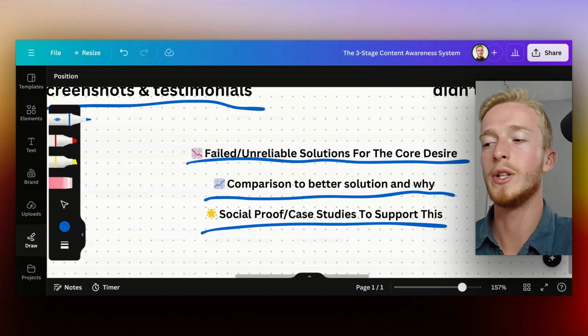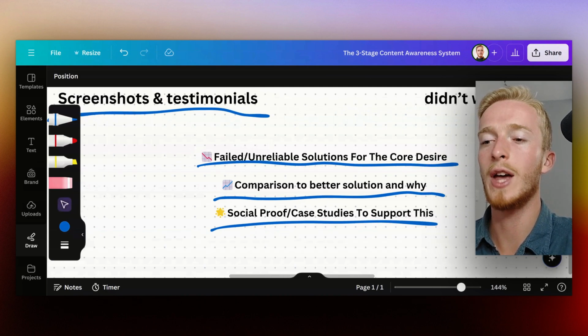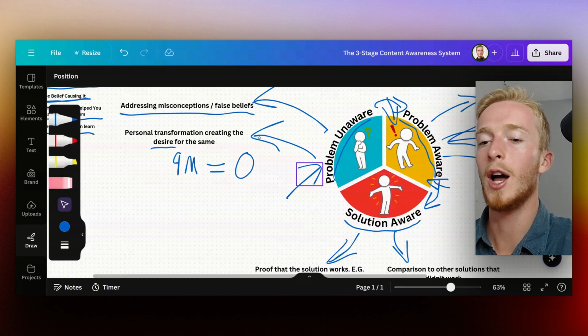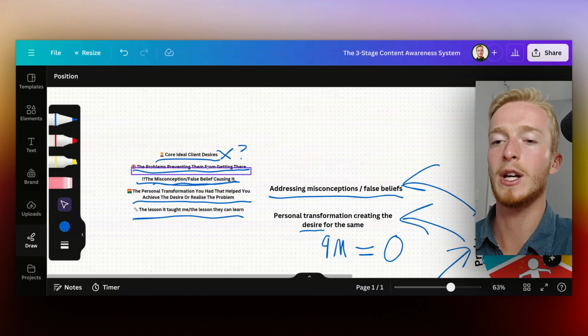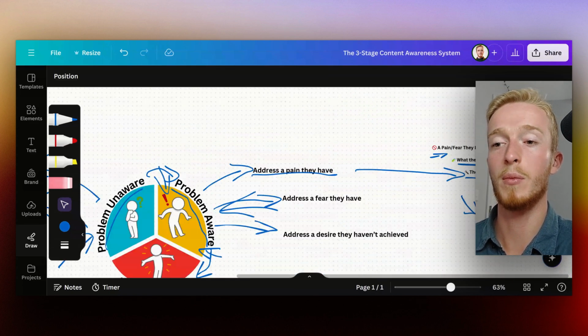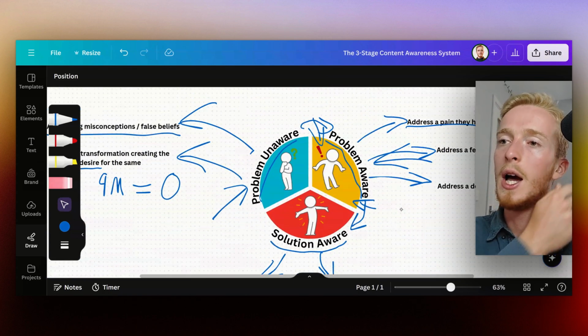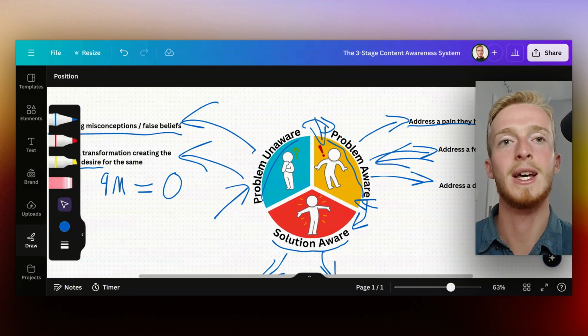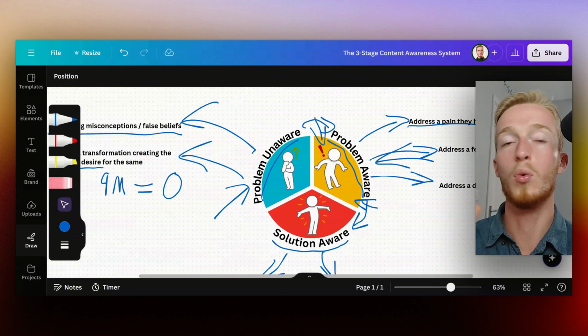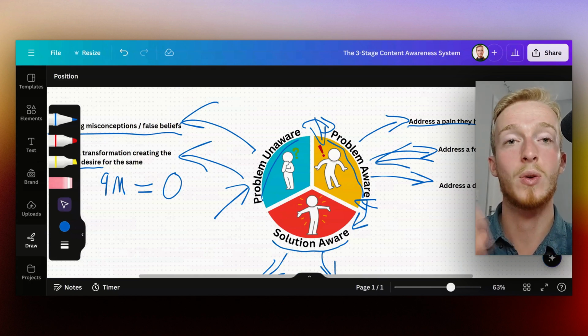Because what all of this is going to do is that once you have been able to bullet point the problem unaware area, the problem aware, as well as the solution aware, and you've made it pretty clear in terms of all of those points, it means that when it comes to the writing process and creating the content, it's all going to be there for you.